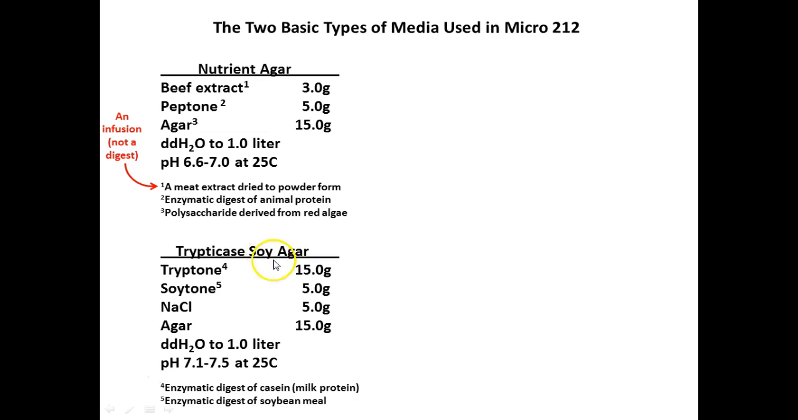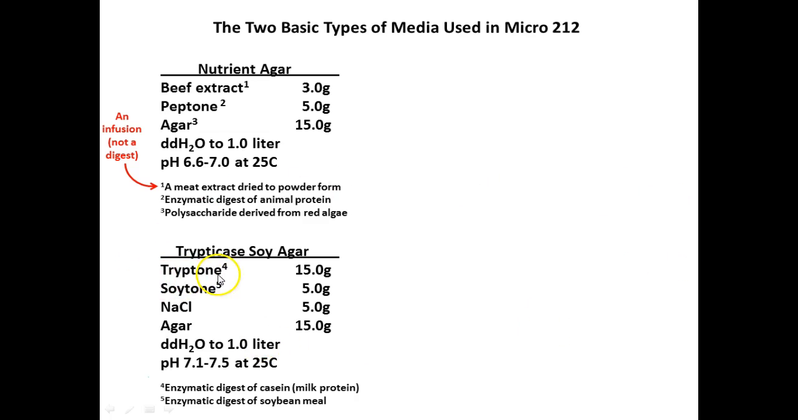Trypticase soy agar is another one we commonly use. And again, the agar is the polysaccharide derived from marine algae. It solidifies the media. So when it cools, after it's been boiled, it's going to create that solid surface, whether it be in the plate or in the tube that's been slanted when it's cooling.